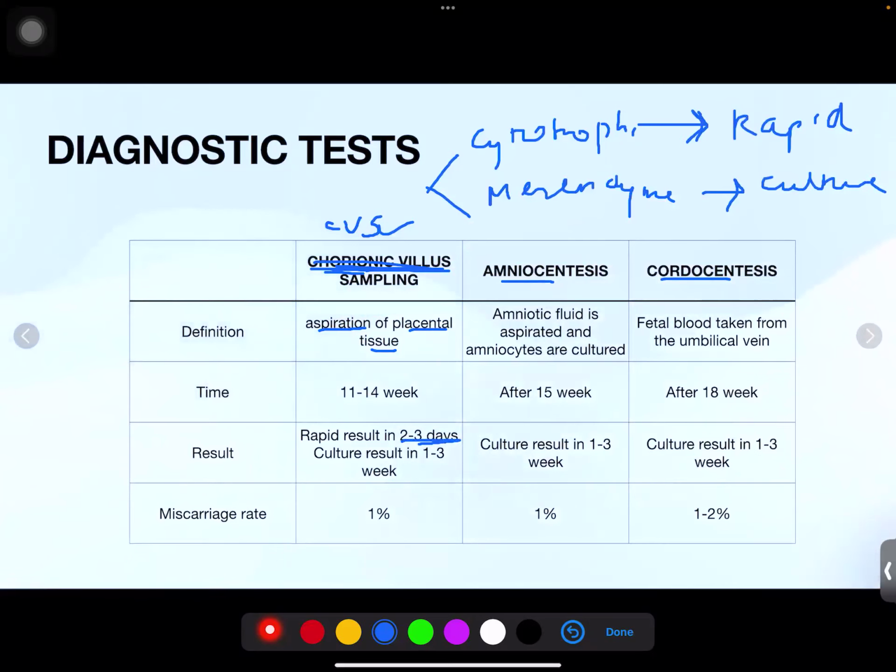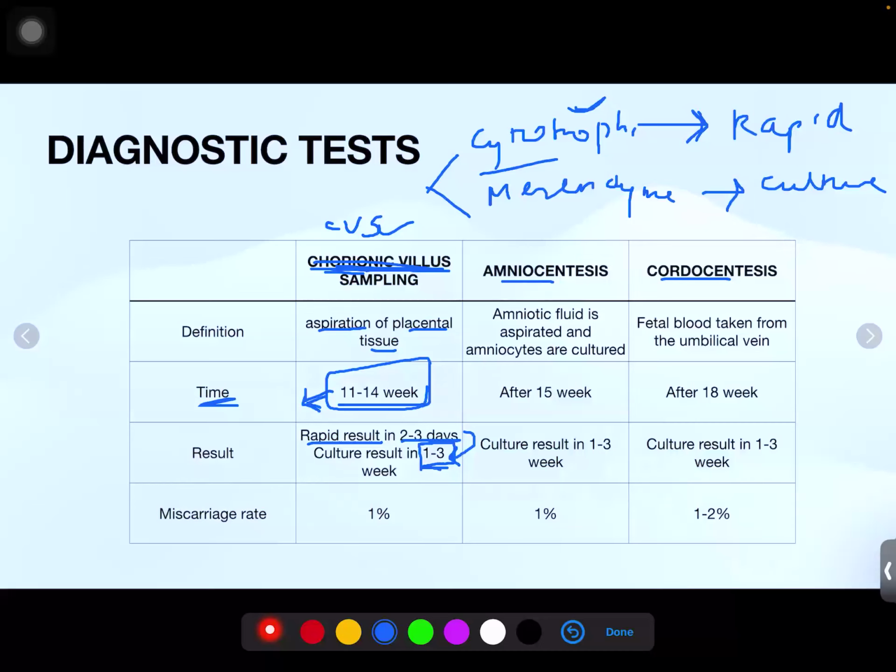So the best advantages of CVS, there are two. First is the rapid testing, a rapid result in 2 to 3 days. And if this is positive, you have to wait for culture as well, because culture will be the definitive diagnosis. And second is the time. It is done in the first trimester, 11 to 14 weeks. You cannot perform it before 11 weeks, because if you perform it before 11, the fetus will have limb abnormalities. So this is the best time, 11 to 14 weeks. This is a very early time for testing of any abnormality. So these two are the advantages of CVS.